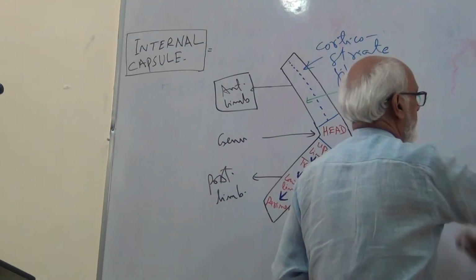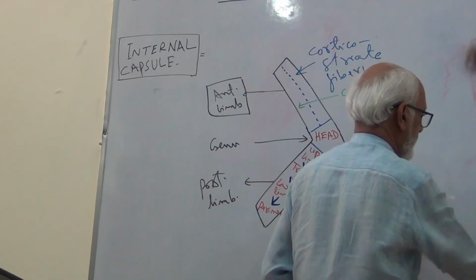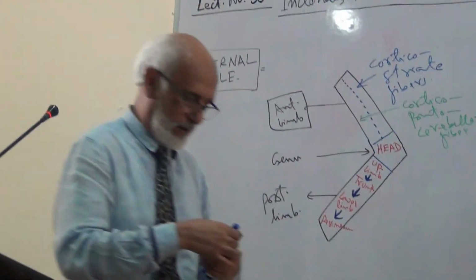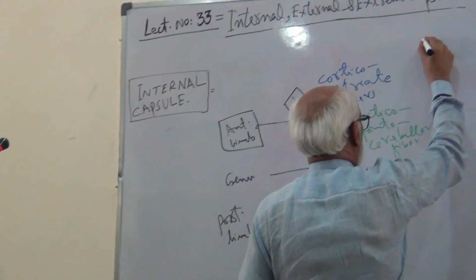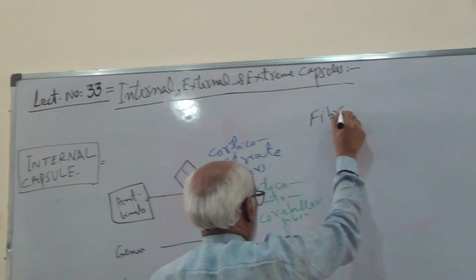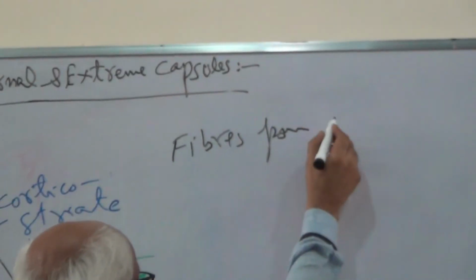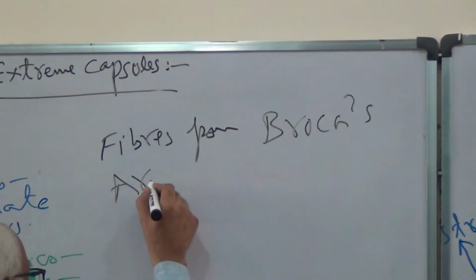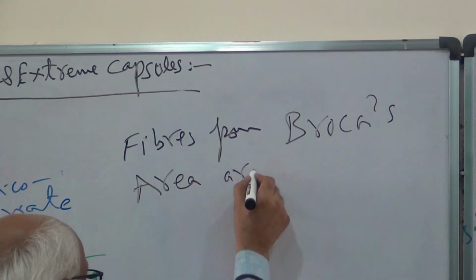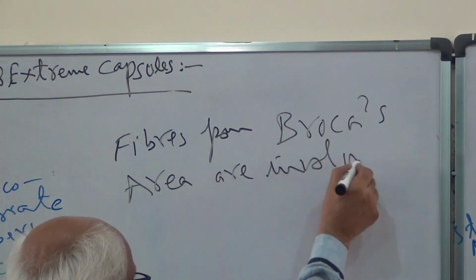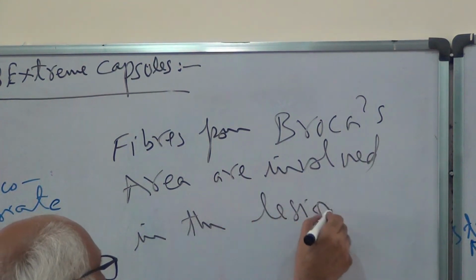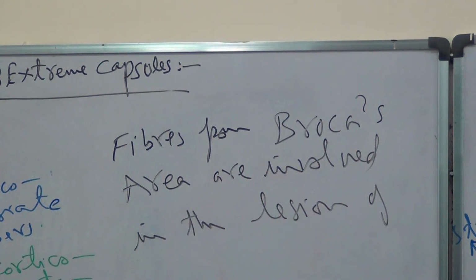Now, one important applied aspect of fibers is Broca's area. The fibers from the motor speech area, that is Broca's area, are involved in the lesion of the left internal capsule.